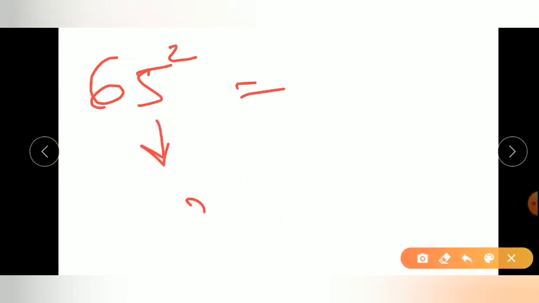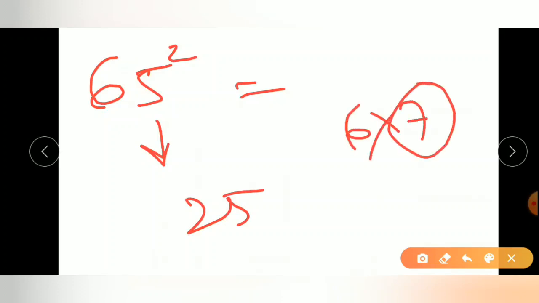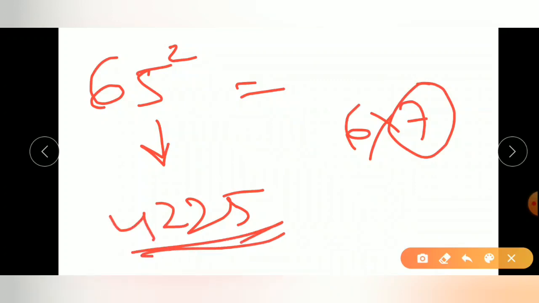Let's start another number, 65. Square of 65: the square of 5 is 25, then 6 into 7. This is the most important part. You have to multiply the given number with its next higher number. 6 into 7 equals 42. This is our answer. In this manner, we have to find the squares.